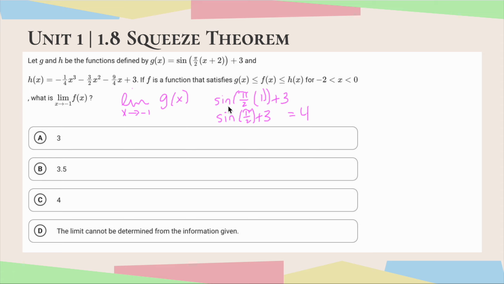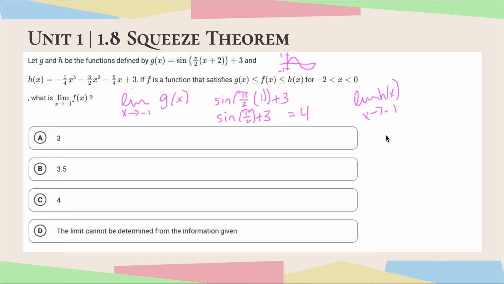And just a quick little side note on how I have that memorized. I just have the basic sine wave or curve for one period memorized visually. And so I know at pi over 2 it equals 1, just in case you need to refresh or remember that. Okay, now let's do the limit of h of x as x approaches -1.